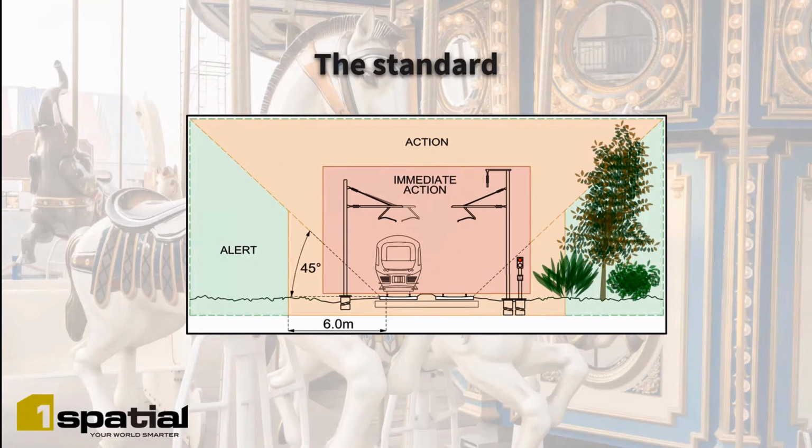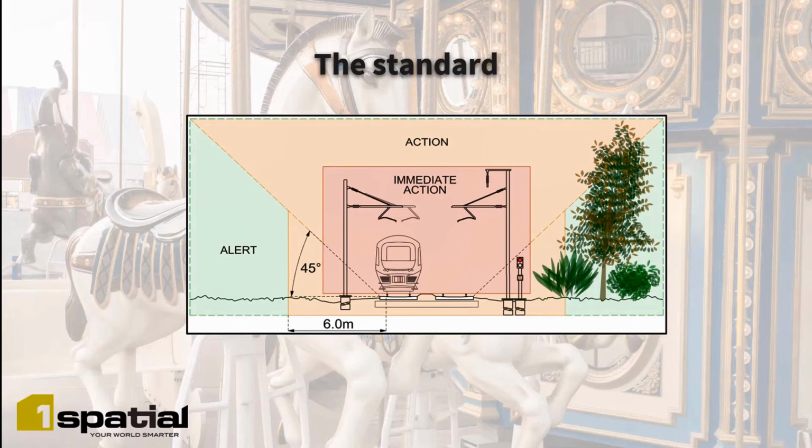So what is the Network Rail standard? Well, the standard for managing vegetation looks a little bit like this. You've got a train in the middle and you've got a red box around that. And that area is the immediate action area. We're saying there's no vegetation allowed in that area. And then we've got an action area around that.